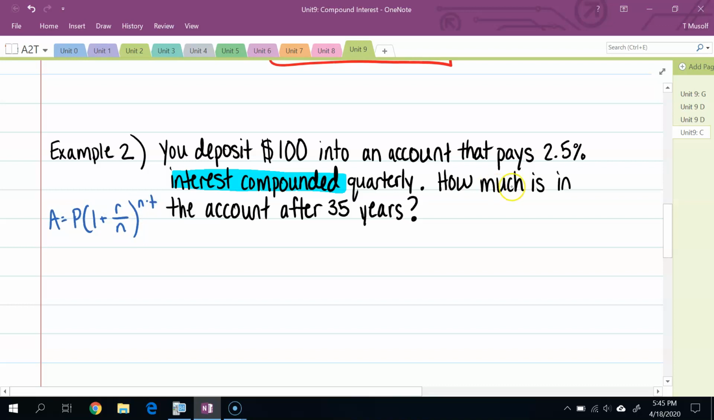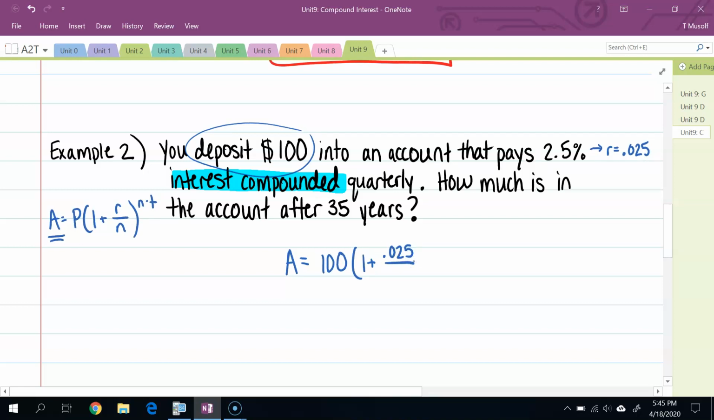And it says how much is in the account after 35 years. So once again, that's my final value I'm solving for. And that means I should be able to find the values for everything else. So P is my initial amount. That's how much I'm depositing, $100. R is my rate. Remember to turn it into its decimal form, 0.025.